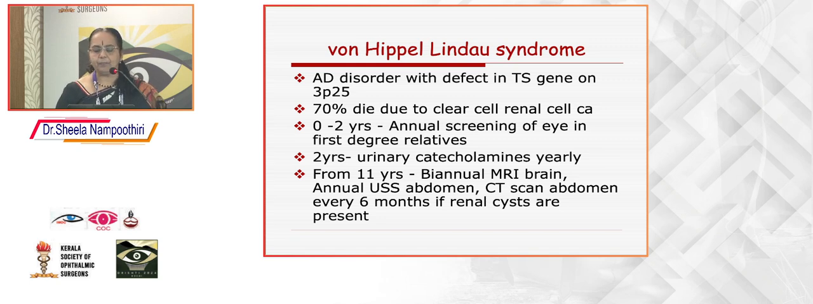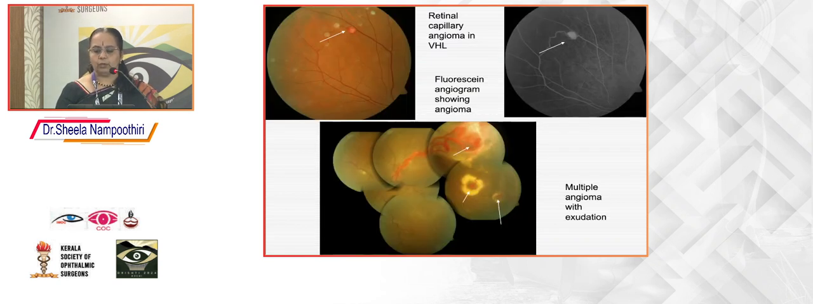is 50%. If you are not doing the genetic analysis, screening of the eyes for retinal angioma should be started even before 2 years, and urine catecholamine should be done by 2 years for checking for pheochromocytoma. After 11 years, lots of surveillance should be done: MRI brain, ultrasound abdomen and CT scan abdomen once every 6 months. So these are the retinal capillary angiomas in von Hippel-Lindau disease after fluorescein angiogram.